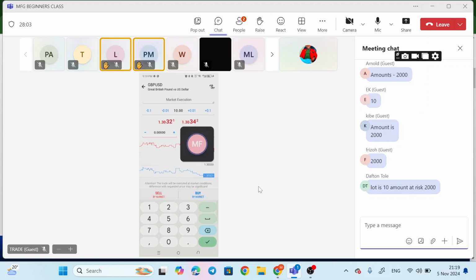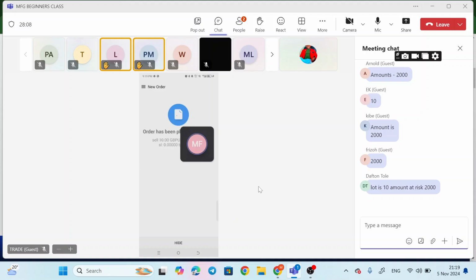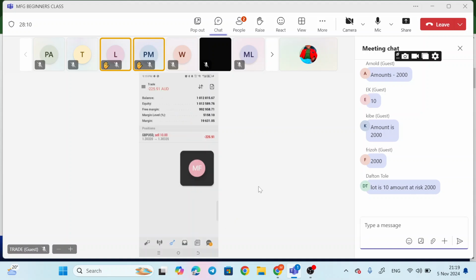Let's say this trade was a sell. I will place sell. Once I click sell, I'm told that the order is open. Order is open. What is the reason why, when you place a trade, it must start with a loss? Tell me that on the chat.